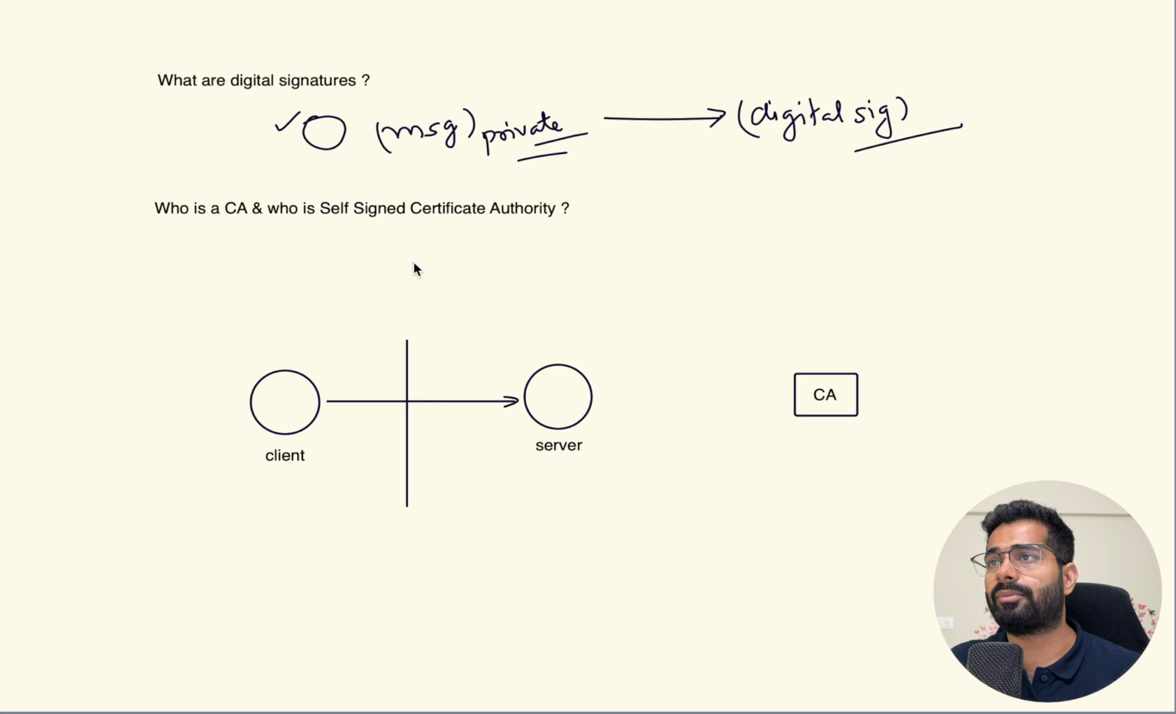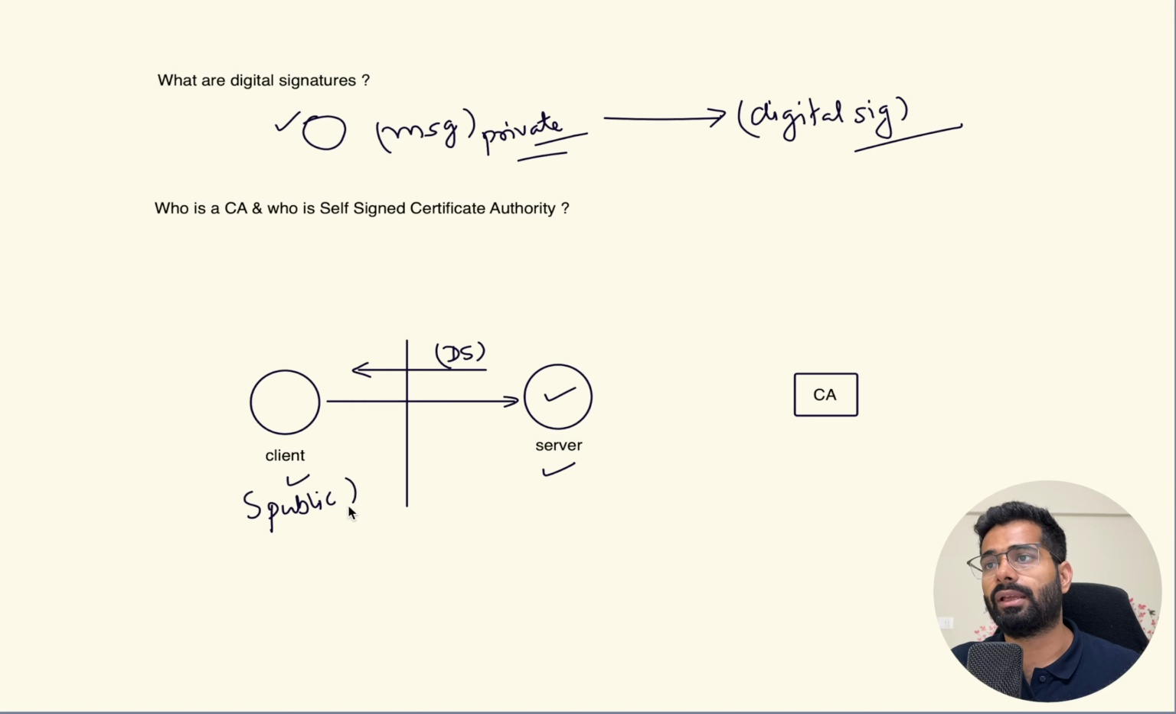Now let's come to see what a CA is and what a self-signed CA is. Before we jump onto the CA, let's understand a problem, right? So let's say this client wants to authenticate the server, that it is actually the server it is claiming to be. So the client is asking the server to authenticate. The server indeed sends back a response, right? And this response is nothing but a digital signature, a message that has been signed using the private key. Now to verify that the server is correct, the client has to have the public key of the server, right?